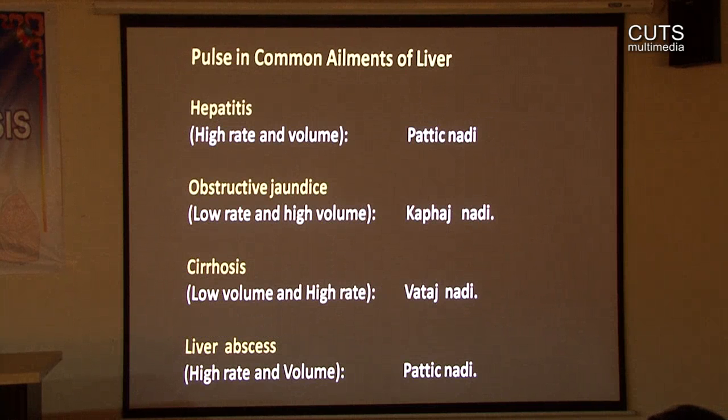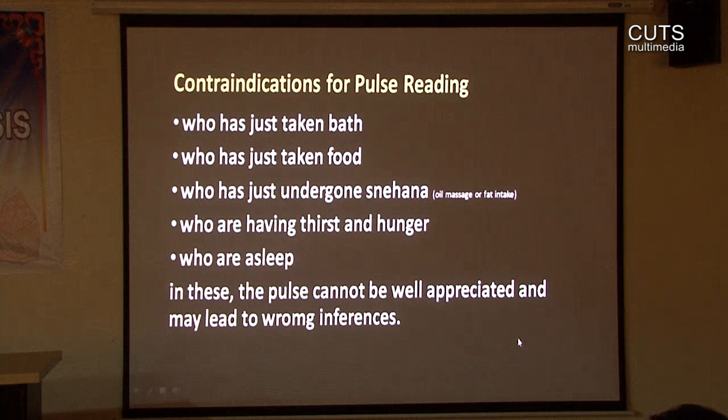And now, if we give an example of the liver disorders, hepatitis will have Hepatic Nadi. Obstructive jaundice will have Kapha Nadi. Cirrhosis will have Vata Nadi. Cirrhosis will also have a bounding pulse. Liver abscess will have Hepatic Nadi, and so on. There is another component, the dos and don'ts.